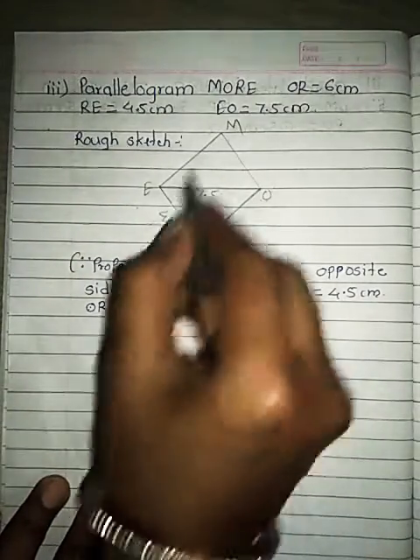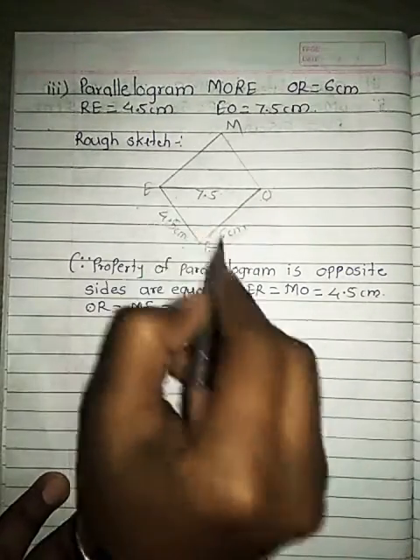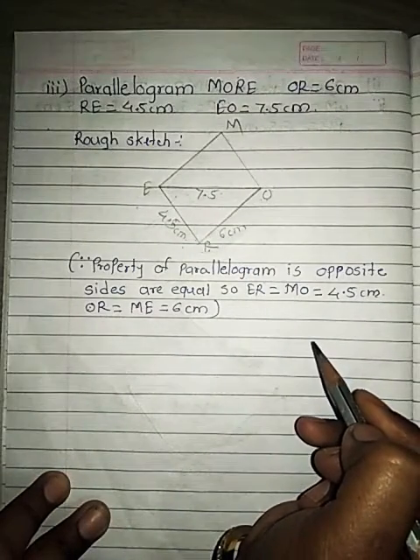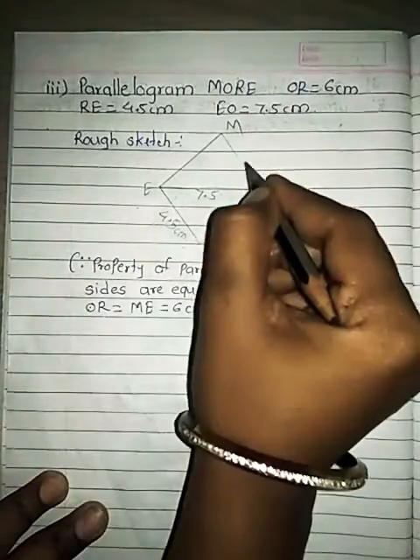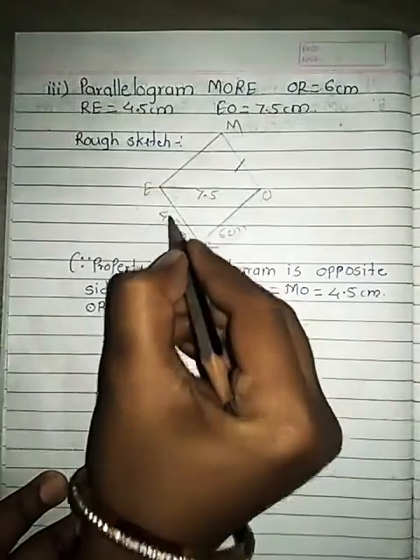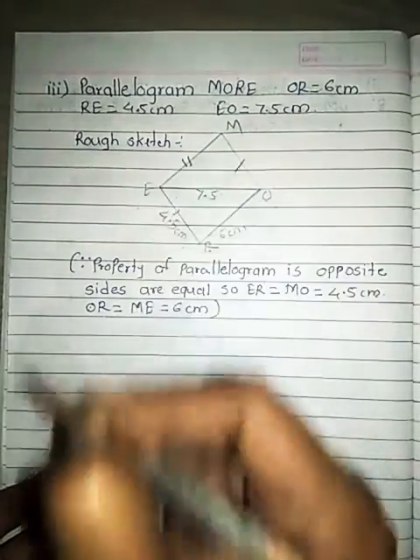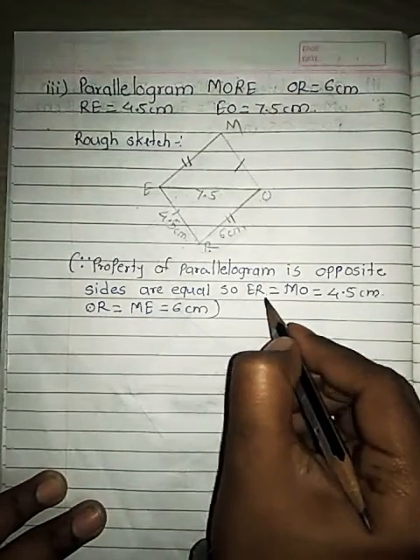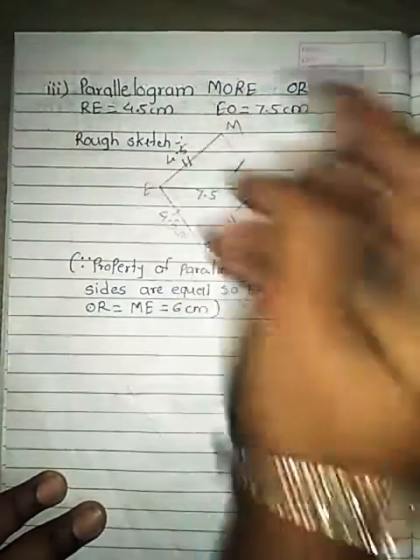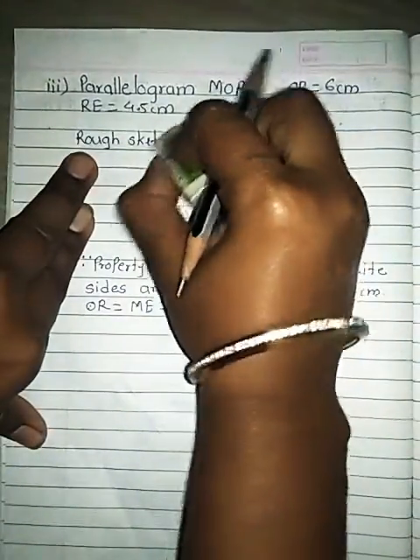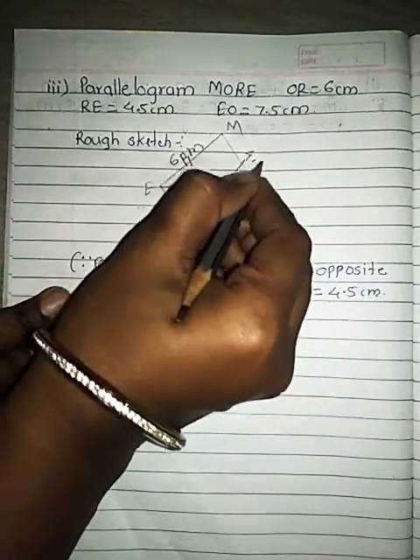But students, for this question you have to know the property of a parallelogram, and the property of a parallelogram is that opposite sides are equal and parallel. Here, opposite side of ER is MO, this one and this one will be equal, and opposite side of OR is EM, this one and this one will be equal. So ER is equal to MO is equal to 4.5. So this one also 6 centimeter. This one will be 6 centimeter, and this one will be 4.5.